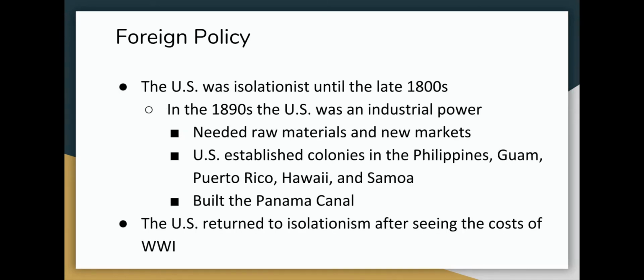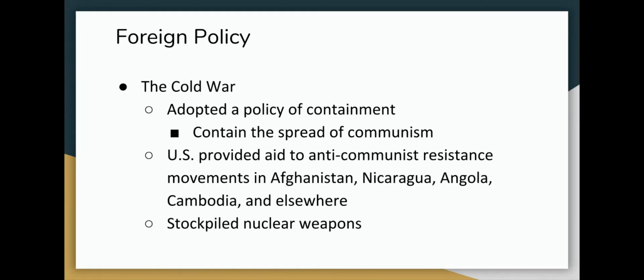A brief history about the U.S.: we were isolationists until the late 1800s, when we became industrialized and needed raw materials and new markets. So we turned to imperialism and established colonies in the Philippines, Guam, Puerto Rico, Hawaii, and Samoa. We built the Panama Canal. And after seeing the impact of World War I, we returned to isolationism.